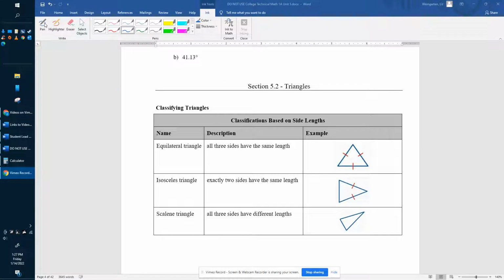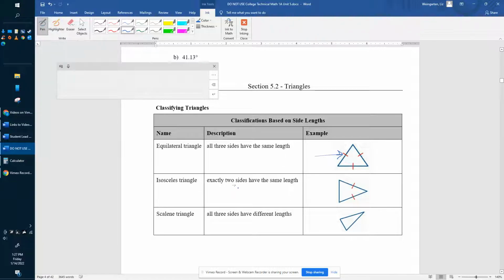There is a lot to cover in triangles, so let's just go ahead and get started. First, there are a couple ways that we can classify triangles. The first is based on side lengths. An equilateral triangle has all sides of the same length. You can see this using the tick. If the sides are the same length, they're going to have the same number of ticks.